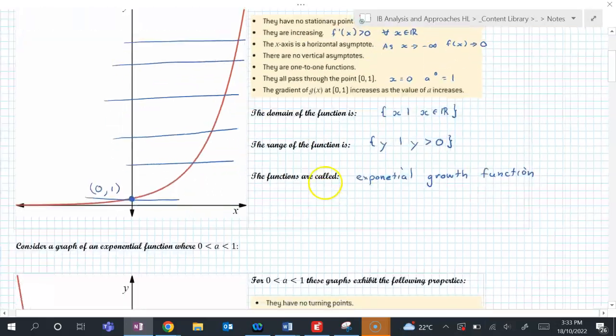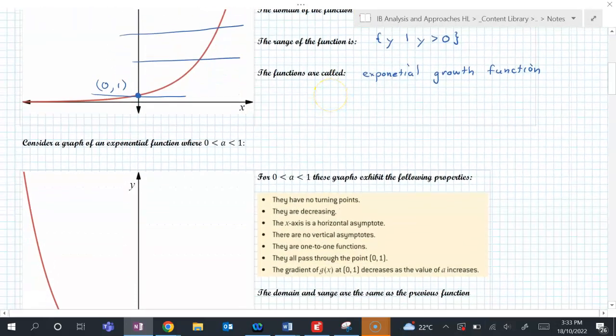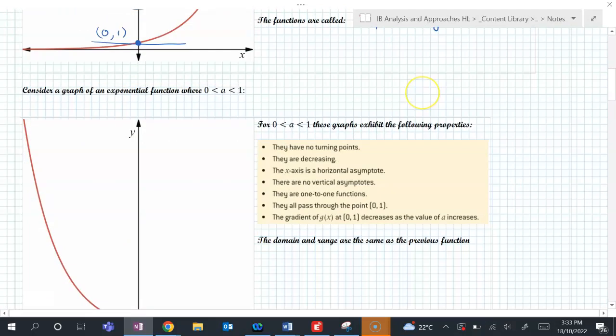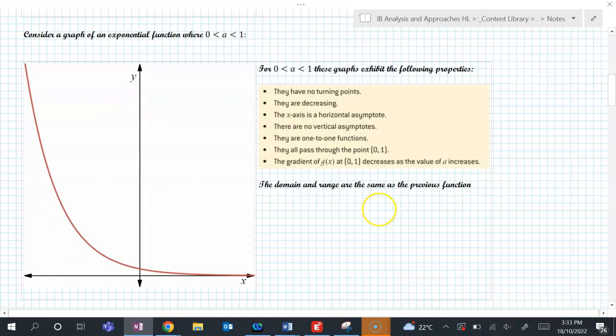Okay, all right. Now, what about if a is between 0 and 1? Well, it changes. And it's basically just the reflection of the previous function in the y-axis. So again, there's no turning point. So again, the derivative and the second derivative is not equal to 0, which means there are also no inflection points. They're decreasing this time.